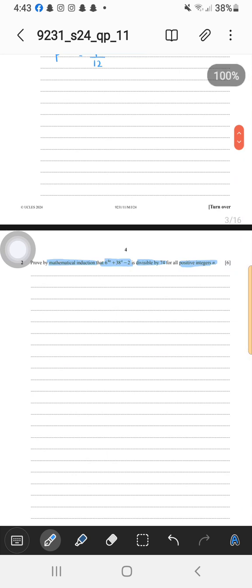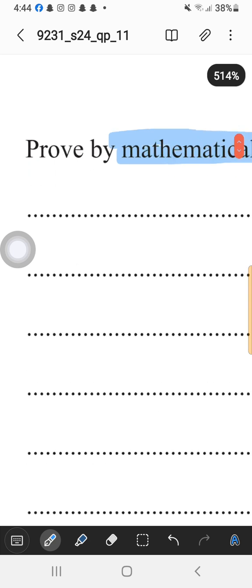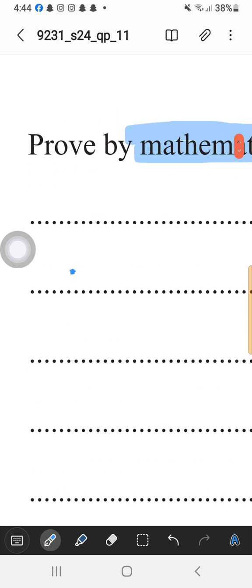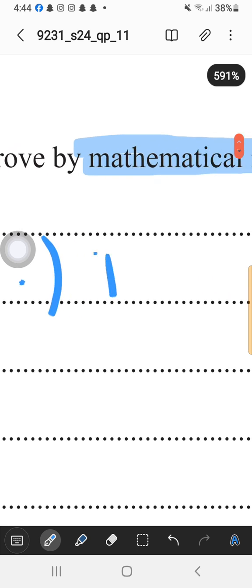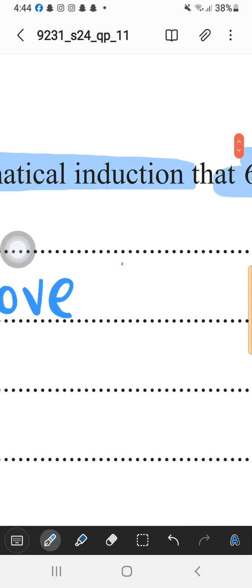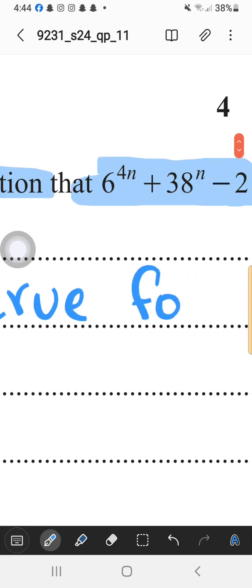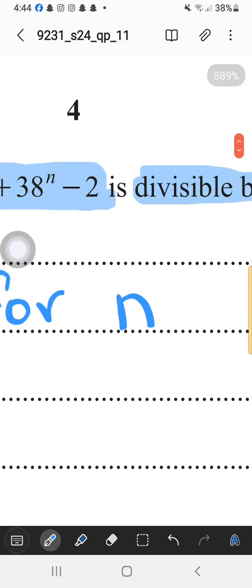Here we will follow the 3 steps which are commonly used in mathematical induction. Prove true for n equal to 1, assume true for n equal to k, and prove true for n equal to k plus 1. So let's go for the first step. Prove true for n is equal to 1.